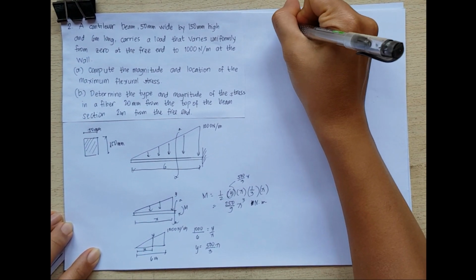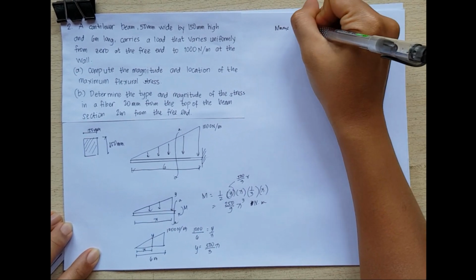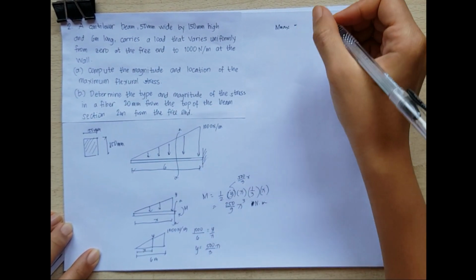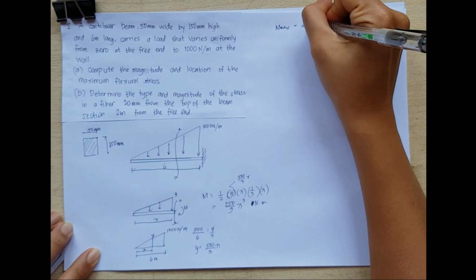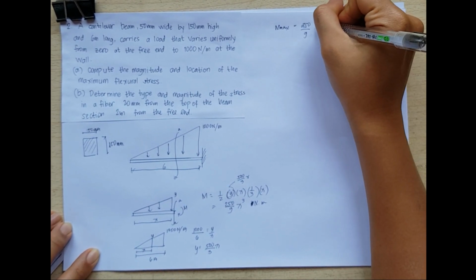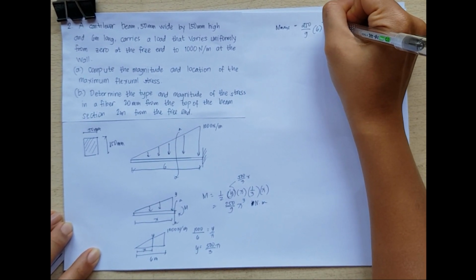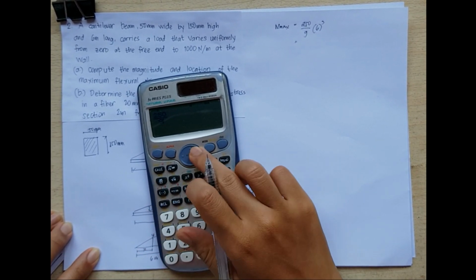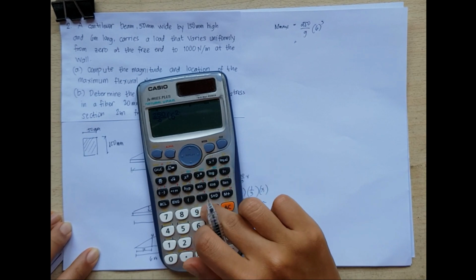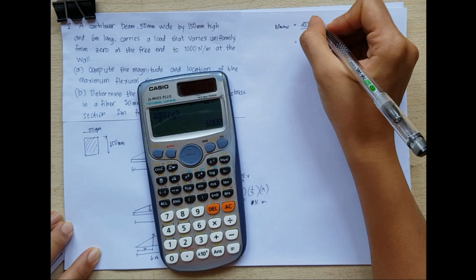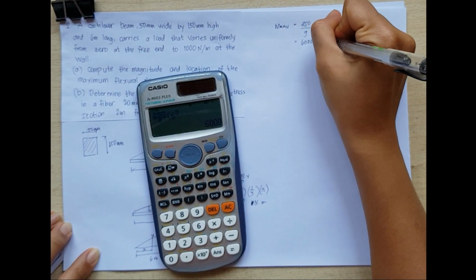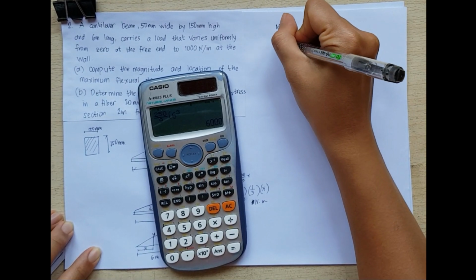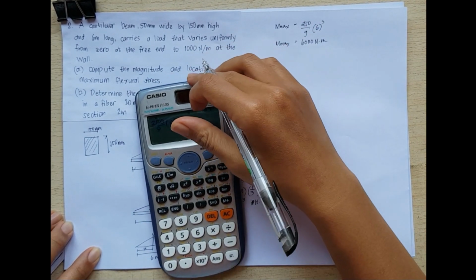Therefore, the maximum moment will happen on the fixed end. So substitute x with 9 meters, or 6 meters, sorry. Therefore, the maximum moment is equal to 6,000 Newton meter. So, this is the maximum moment.